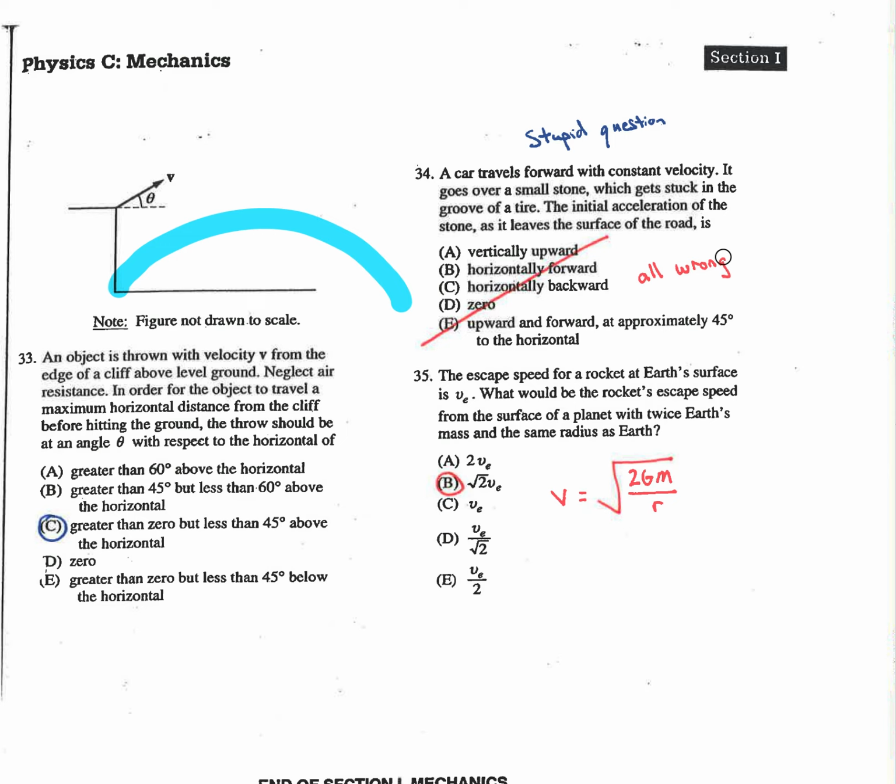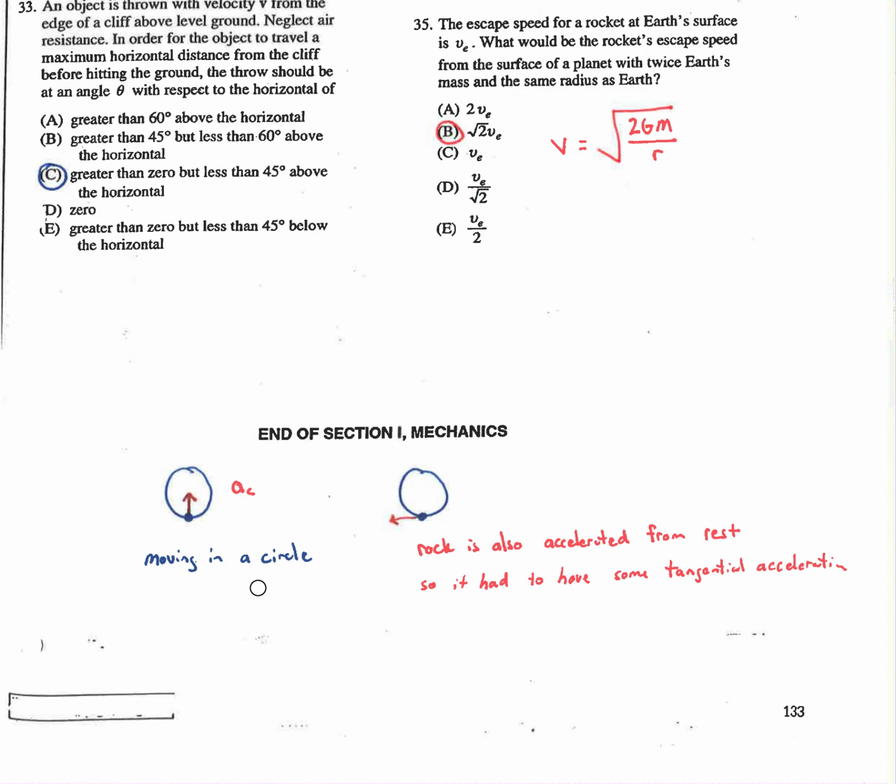All right, 34. I don't know, I maybe was a little harsh here. Maybe it's not really a stupid question, and they're certainly not all wrong. There's the right answer. It is vertically upward, and I'm going to show you a little something to explain why. And down here I say, well, it's really just because of the fact that it's moving in a circle. So immediately when the tire picks up the stone, boom, the stone is moving in a circle, and the acceleration is upward, thus the force on it is upward.